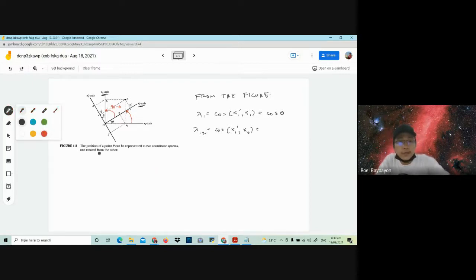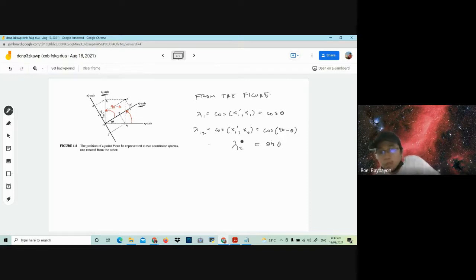So we have cosine of 90 minus theta. The angle between x1 prime and x2 is 90 minus theta. And take note, this is a complementary angle. You can also write this as sine of theta. Cosine 90 minus theta is just equal to sine theta. So lambda 12 is equal to sine of theta.